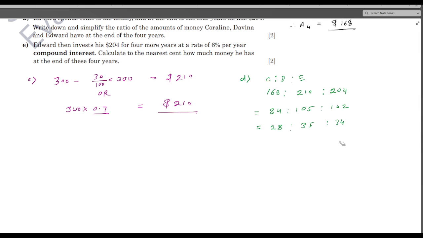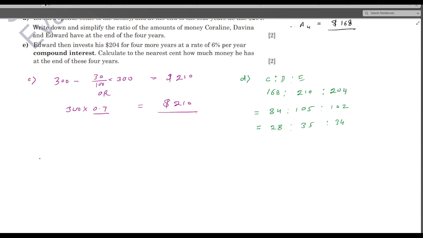Okay, so this is D, and E is Edward then invested his $204 for 4 years at a rate of 6% per year compound interest. Calculate to the nearest cent how much money he has at the end of the 4 years.